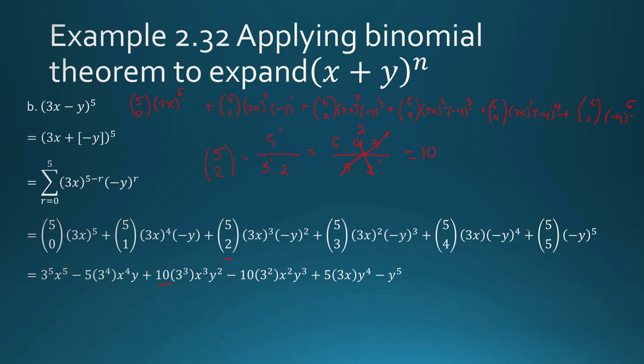And then, how about 5 taken 4? Let us show 5 taken 4. Look at this one. 5 taken 4 should be equal to 5 again. Let us show it.